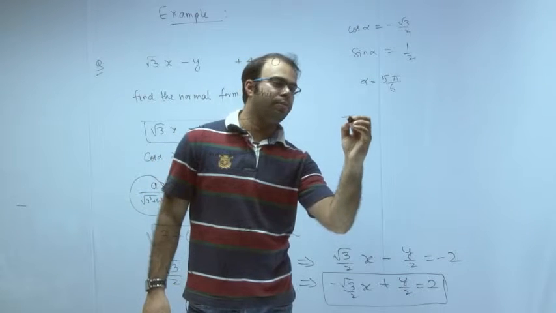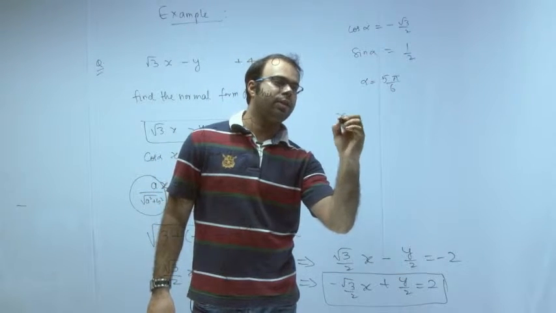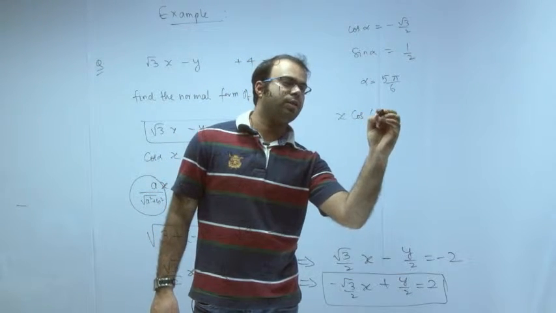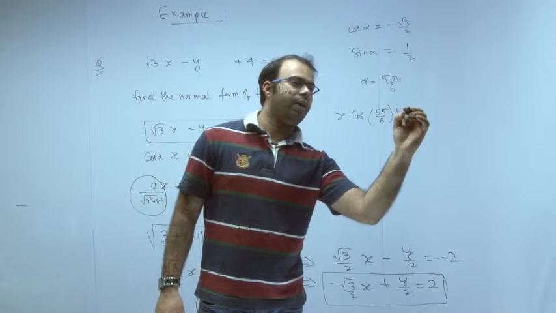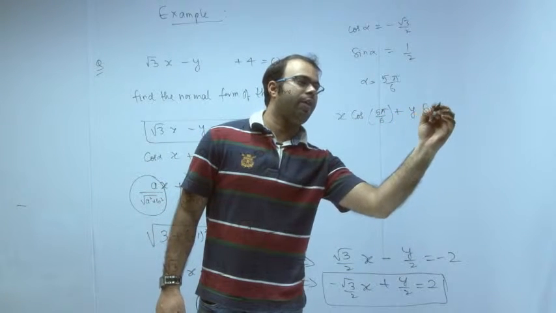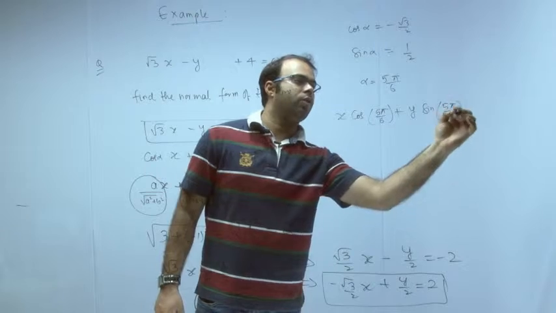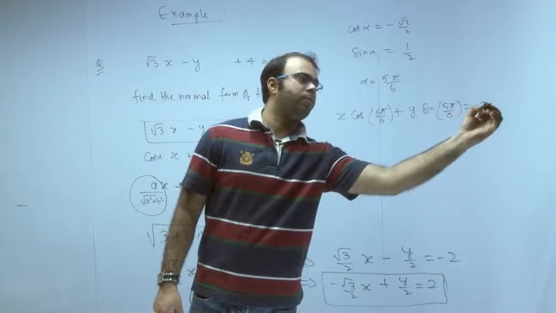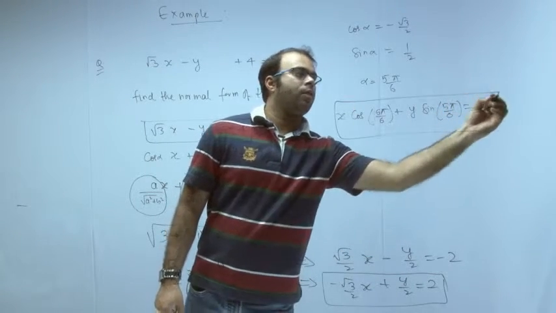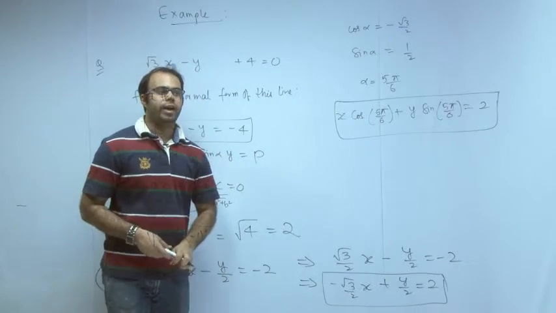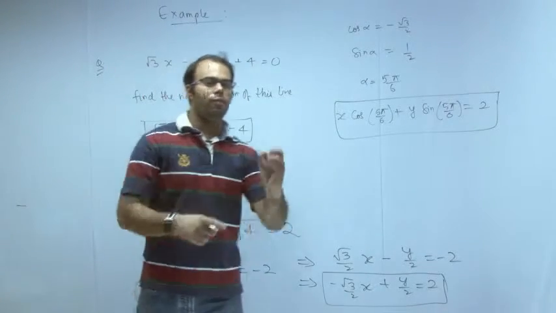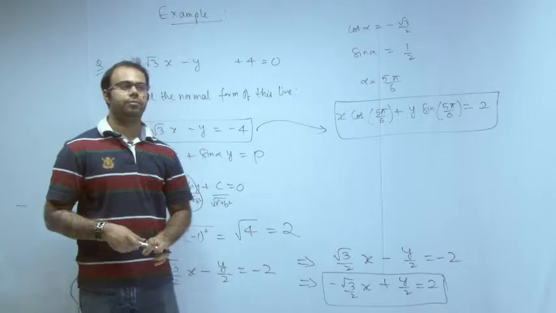So, this becomes cos alpha x, that is x cos 5 pi by 6 plus sin alpha y, that is y sin 5 pi by 6 is equal to 2, that is p. Now, we have to check whether we have come to the right conclusion or not. Is this the normal form of this line or not?